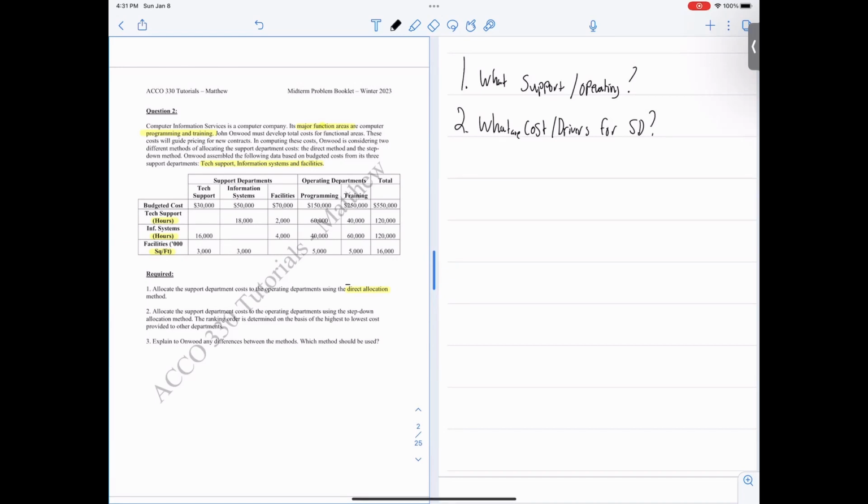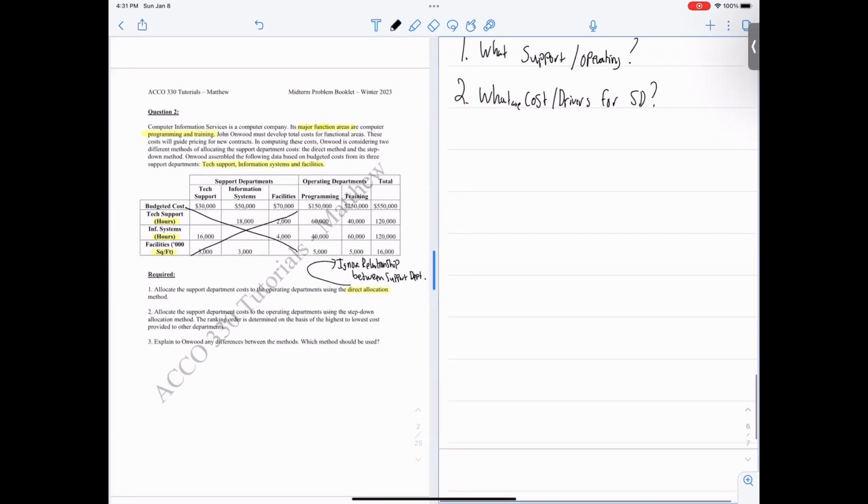Okay. Anyways, my point here, guys, is the direct allocation method. What is it? You ignore the relationship between support departments. Okay. So we clearly see here how tech helps IS and facilities, how information systems helps tech and facilities, and how facilities helps information and tech, right? We see here they all help each other to some degree, but since we're doing the direct method, we do not care about the relationship between these support departments. We only care about how much they help the operating departments.